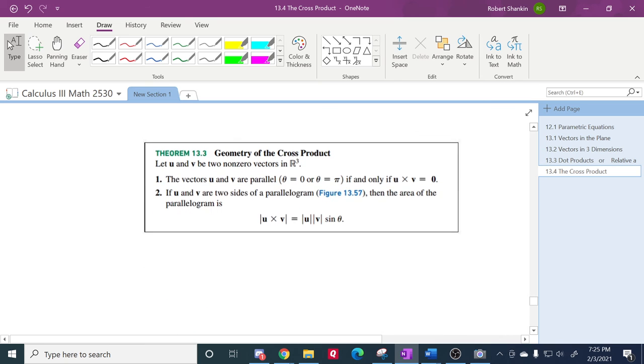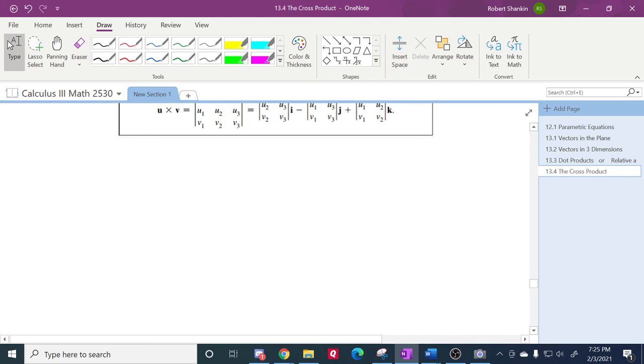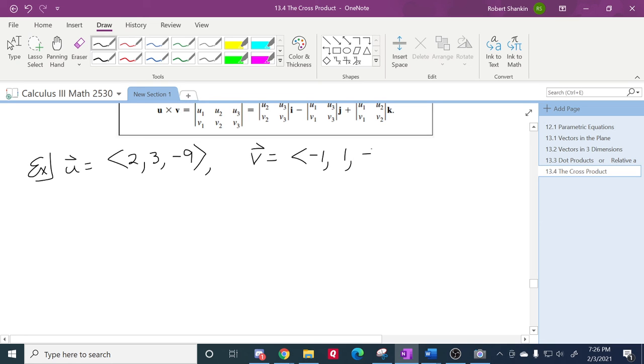So let's do it. Let's take an example. U is 2, 3, -9. V is -1, 1, -1. And find U cross V.